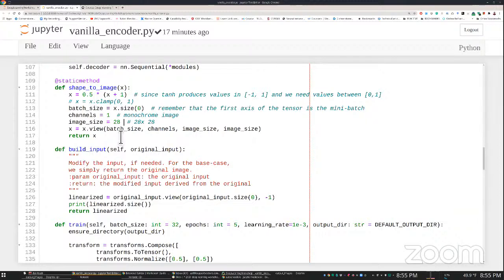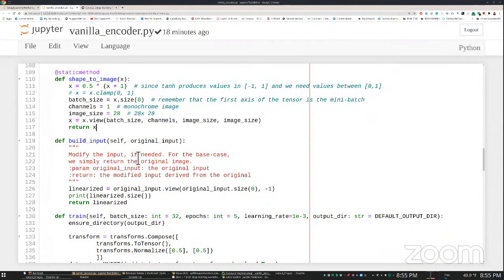So what do we do? This is just a view. You remember, this is the standard PyTorch tensor function. Any tensor you can reshape to any other shape. So we do the view and give it the batch size, the channels, the image height and width. Now what will you get? You will get images, 32 images showing up and so forth. That is all it is.